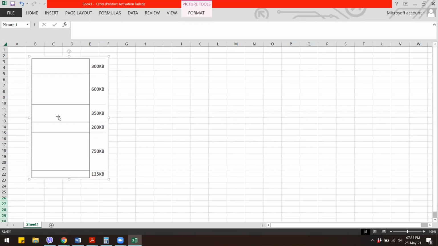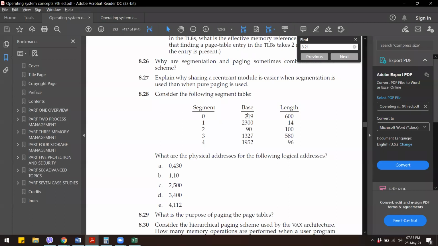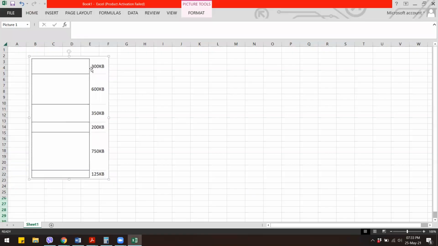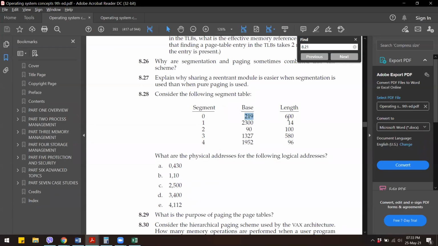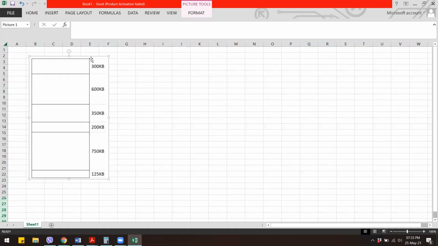So if we take the example for this one, then that means the first segment is starting at address number 219. So that means the starting would be 219 over here, and that length is the length of the segment. So if the segment is starting at 219, then the length of the segment will be 600. So the ending address would be 219 plus 600.